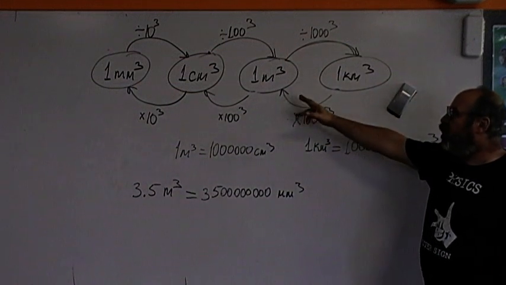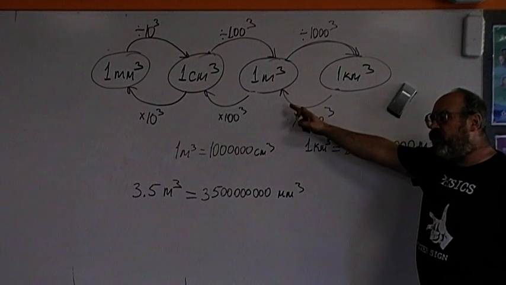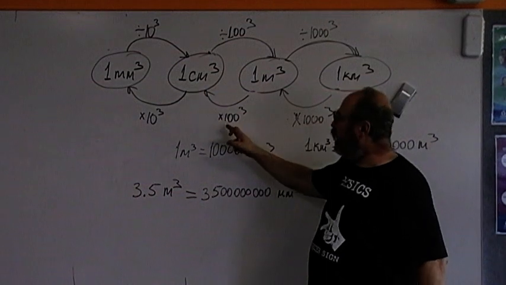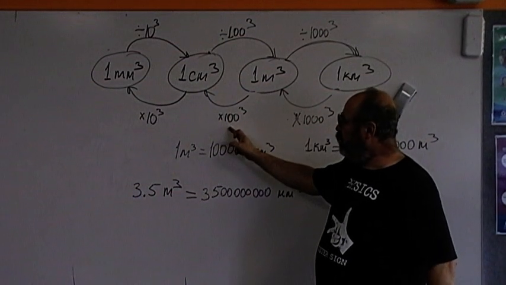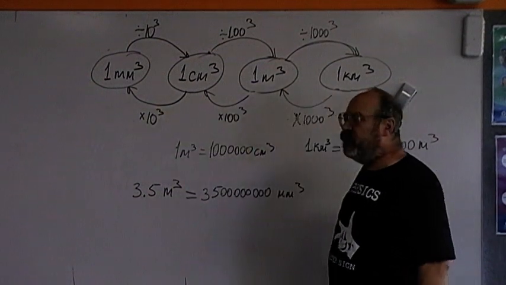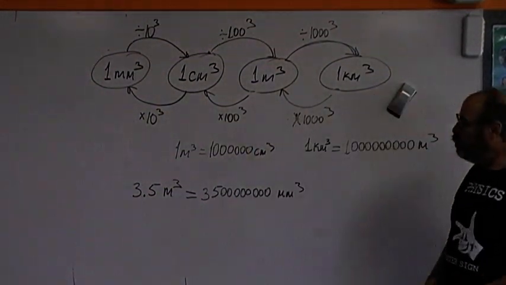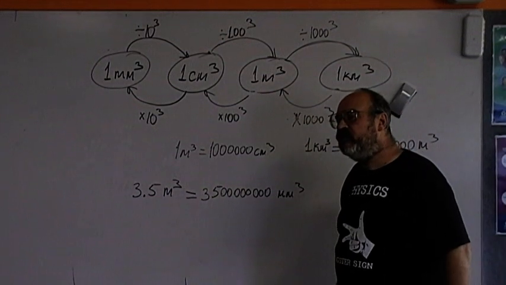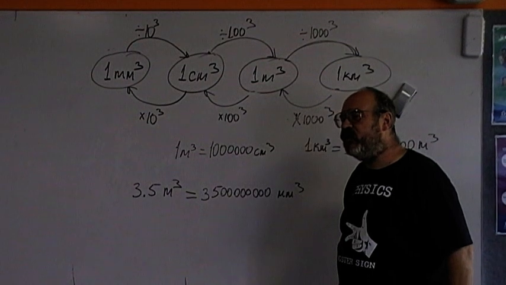So, because 1 cubic meter to cubic centimeters, we multiply by 1 million. But then we need millimeters, so we multiply by another 1,000. A million times 1,000 will be a billion. So 3.5. Which step don't you understand?